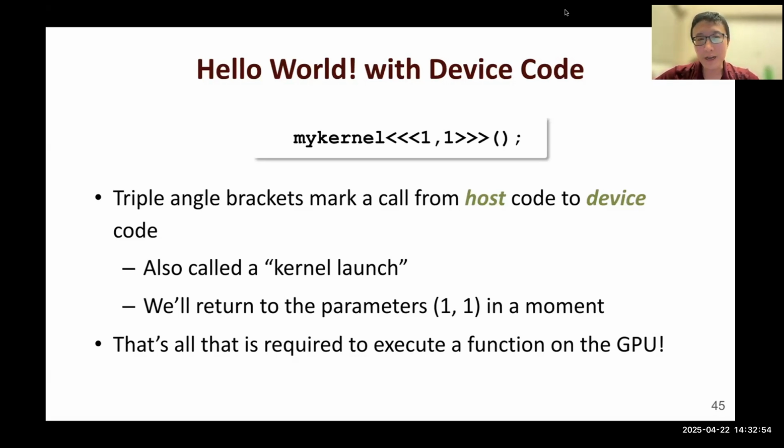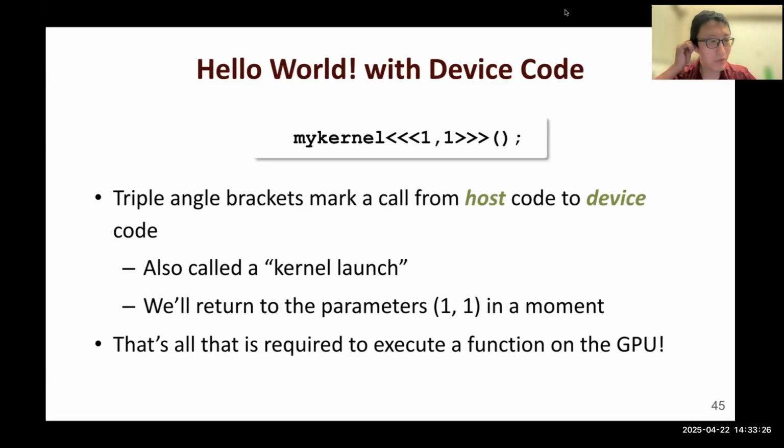Everything that runs on the device needs to be defined in this kernel function. When the host runs it, it will launch the kernel function, and then the kernel function will do the job. It's essentially just launching a particular function, a kernel, on the device, on the GPU. Okay. The triple angle brackets mark a call from the host code to the device code. This is just what I mentioned about kernel launching. It's a kernel launch action.